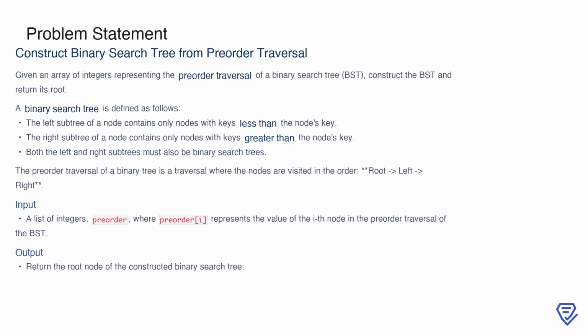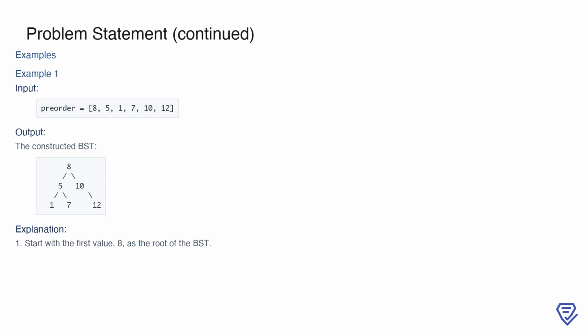The preorder traversal, as given in the input, means we visit the nodes in the order of root, then left, followed by right. Our task is to take this preorder list as input and return the root node of the resulting binary search tree. Let's illustrate the problem with an example.